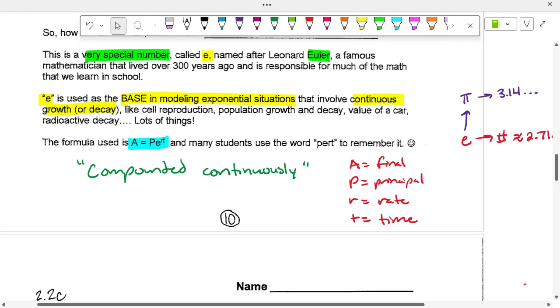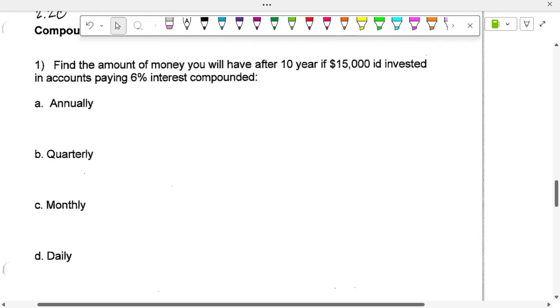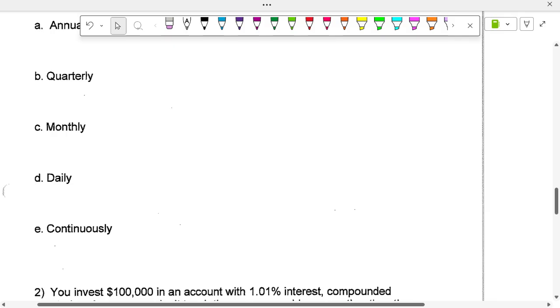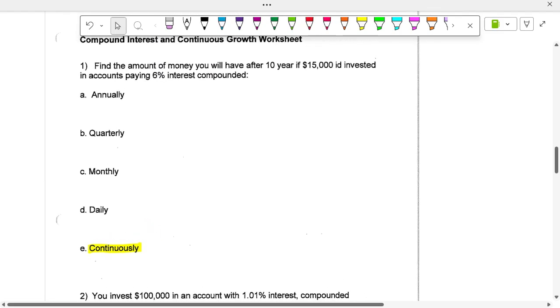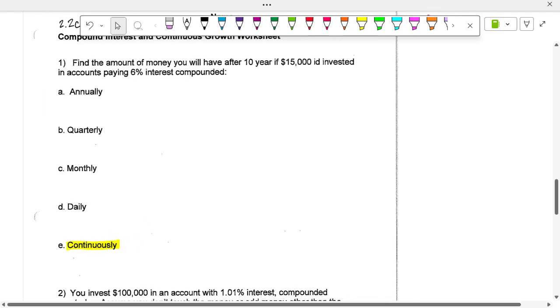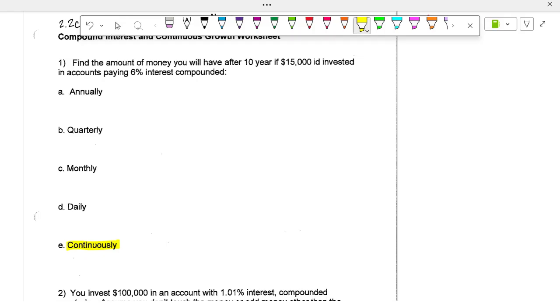Last thing we're going to do, just one last problem, but just the continuously one. Guys, it'll take us like 2 minutes if you let me do it. So we're just doing part E of number 1. I just want to make sure you understand how to put in the continuously one. So you use the formula PERT, so P E raised to the RT. So: 10 years, $15,000, 6% interest compounding continuously.